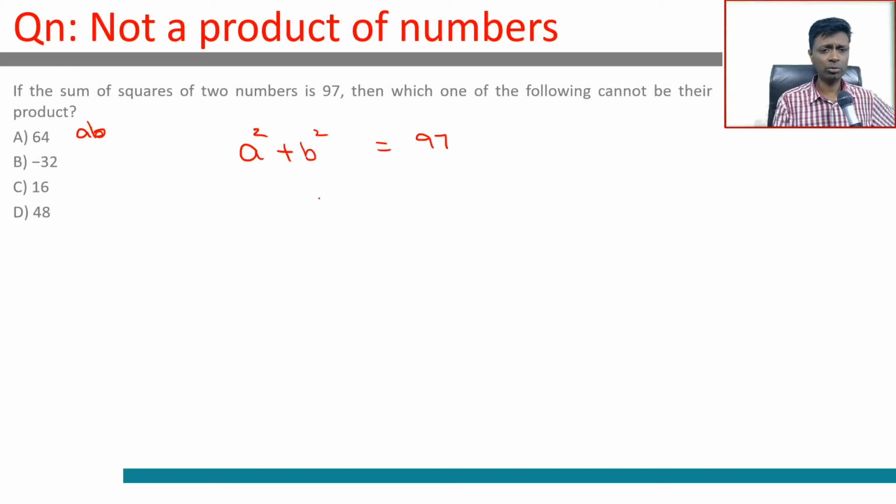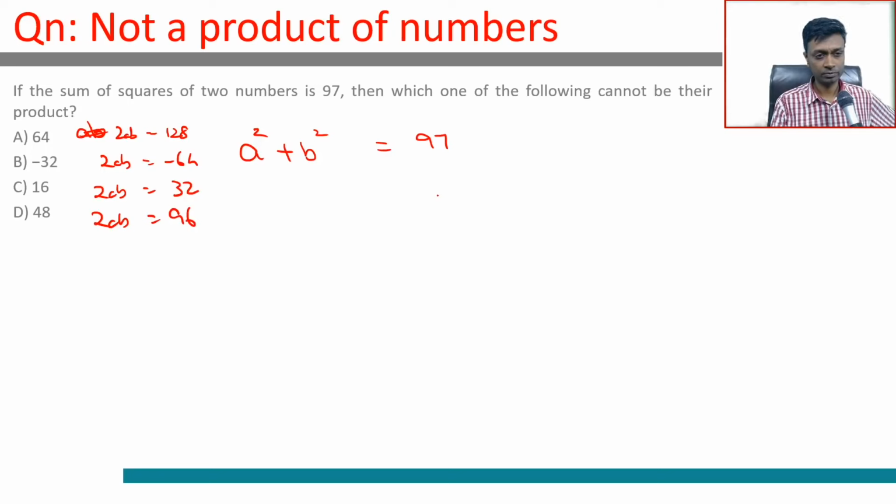Very interesting. So think about this. a square plus b square and ab, that's a very powerful link. If you think about 2 times ab, ab is 64. That means 2ab should be 128, 2ab should be minus 64, 2ab should be 32, 2ab should be 96. Why am I doing this?